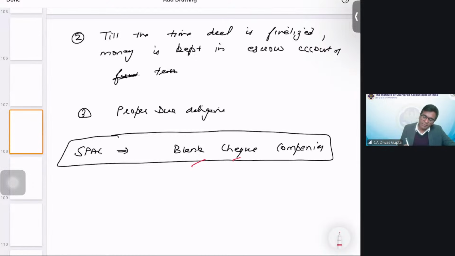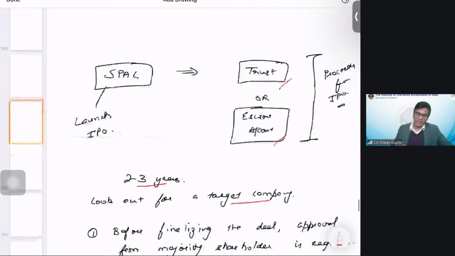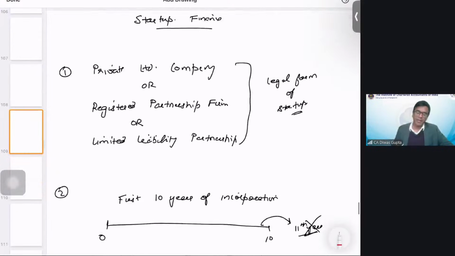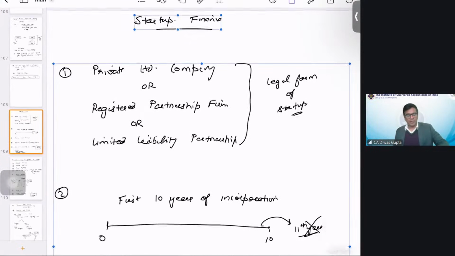These are called blank check companies. Why? Because the amount that they are getting from the investors is not for a specific purpose as of now. The color of that investment is not specified as of now. Correct? So they will come up with a proposal, and then accordingly they will be investing later on. But this is called a special purpose acquisition company, students. Okay, so this was it on mergers and acquisitions.